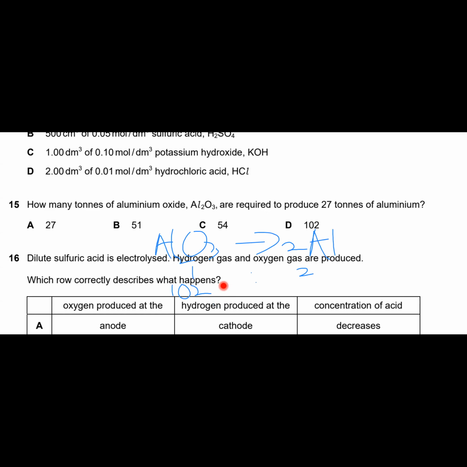If you get 102 tons, you get how many aluminum? You can go like this, no? 2 times 27. Aluminum's molar mass is 27 now, right? So 2 times 27 means 54. You're getting 54 from 102, right? 102 gives 54. Like that you can go, no?